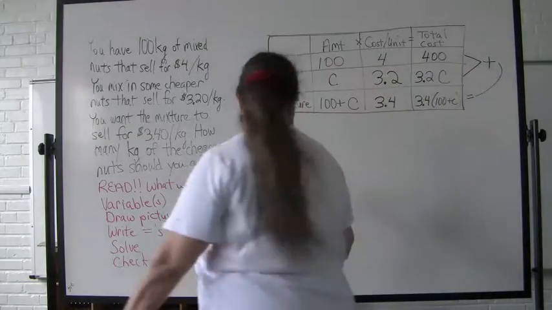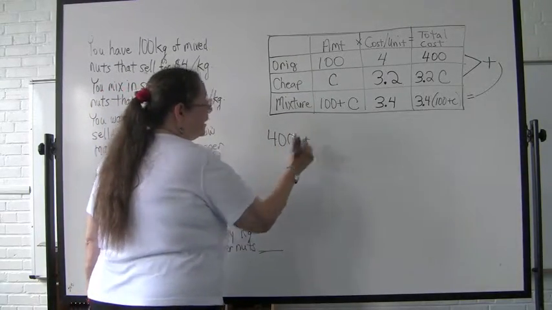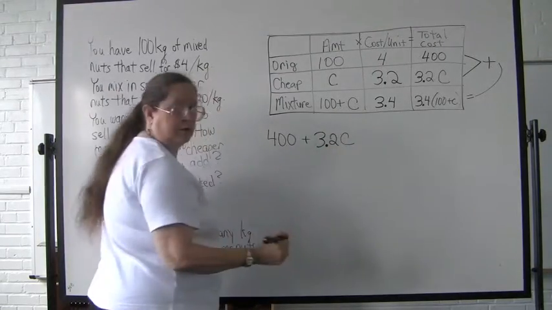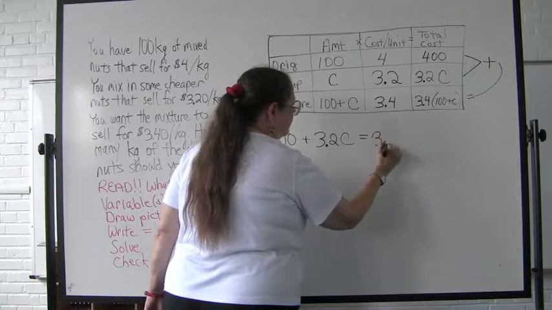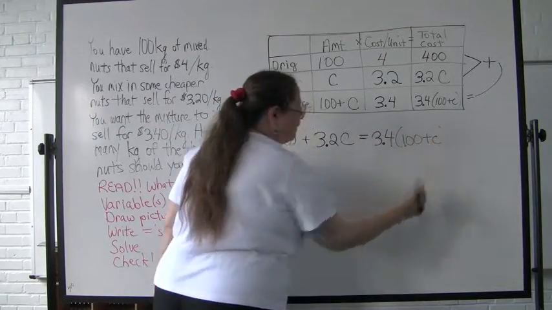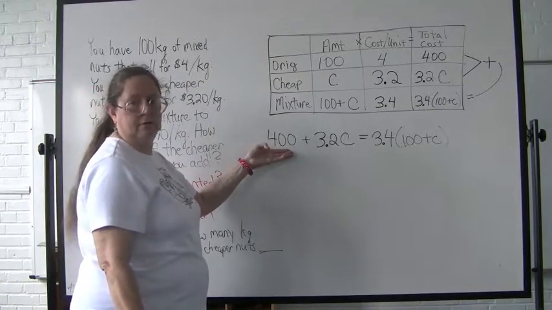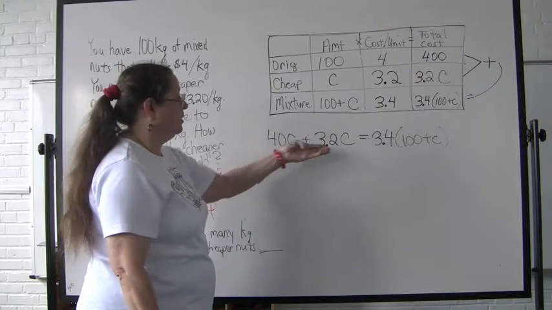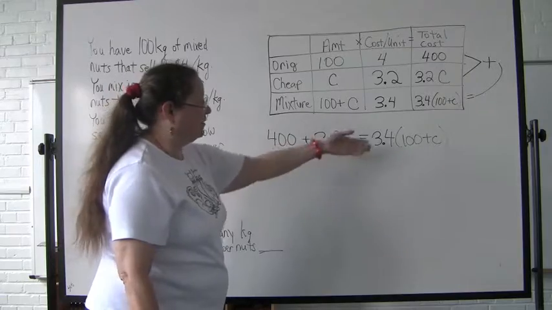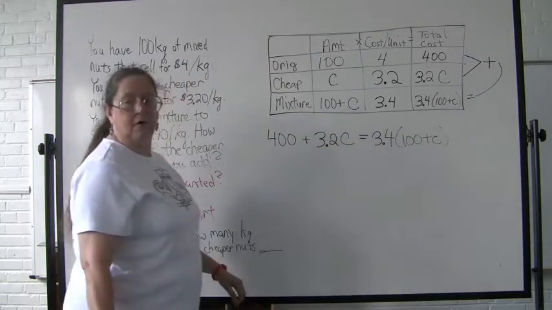Our equation then is going to be 400 plus 3.2C equals 3.4 times 100 plus C. Okay? This is the cost of our expensive nuts, our original ones. The cost of however many we add, the cheap nuts, added together equals the cost of our new mixture. This is the amount of our new mixture.